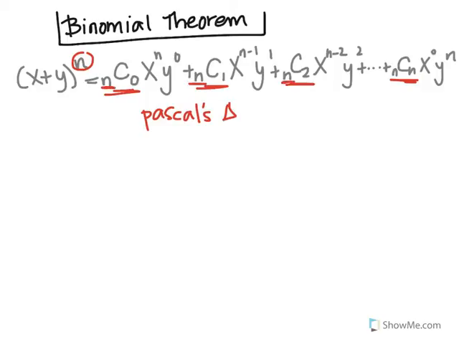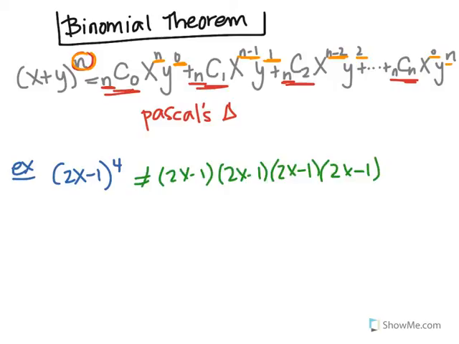The other thing you're going to notice is the exponents on the x's decrease by 1 each time until you get to 0. And then the y's start increasing by 1 until they get to whatever this power is. So I'm going to go ahead and give you an example. What you do not want to do is take 2x minus 1 and FOIL it out 4 times. That would be a pain. So I'm showing you a shortcut way.